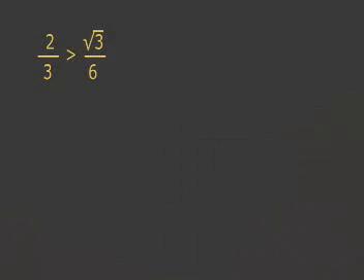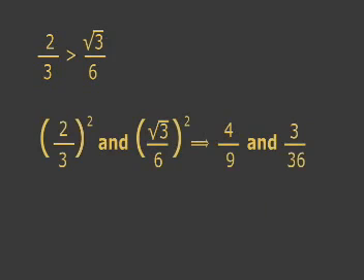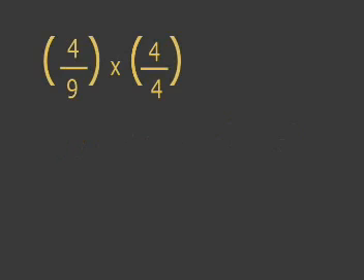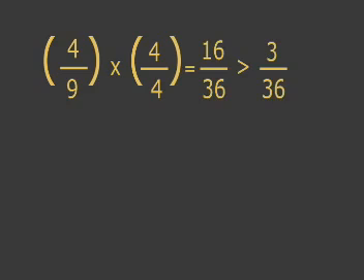Hello again, students. That was easy, was it not? 2/3 is greater than the square root of 3/6. When we square both numbers, we get 4/9 and 3/36. By multiplying 4/9 by 4/4, we can compare the two fractions. 16/36 is greater than 3/36. Therefore, 2/3 is greater than the square root of 3/6.